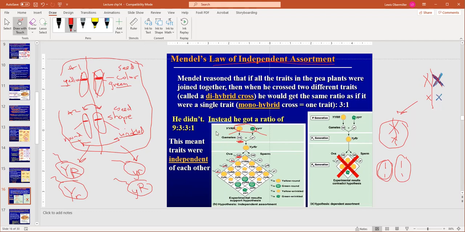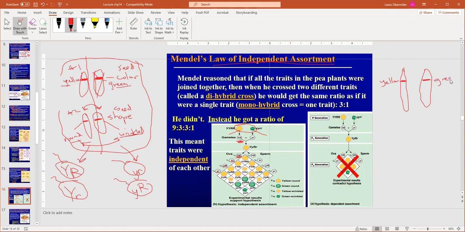Yeah. Okay. Now, the reason that independent assortment is important is because this only works if the genes are on different chromosomes. Let's imagine that they're on the same chromosome. We're going to do the same thing, but we don't need to draw the extra chromosome. So we have seed color right here, and this is yellow, and this is green. And we also have seed shape, same chromosome. So this is going to be round, and this is going to be wrinkled. I'm sorry, it's hard to write with this board.